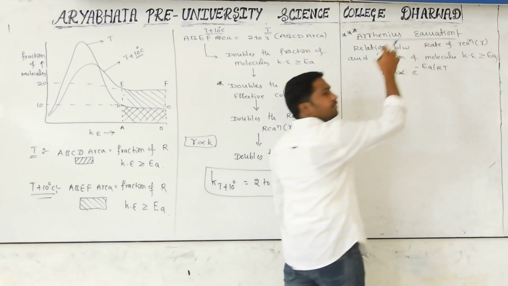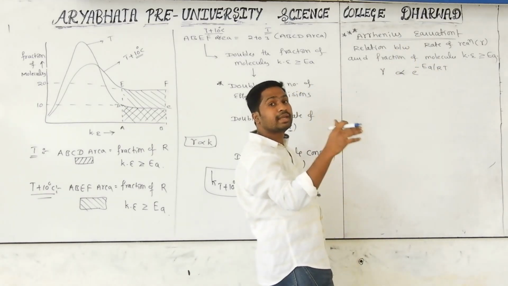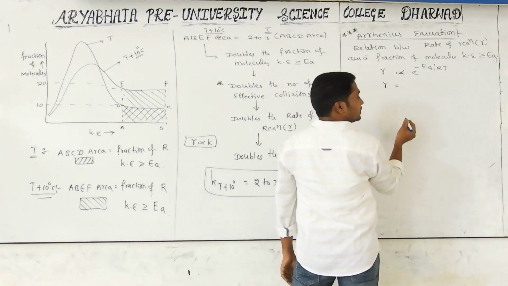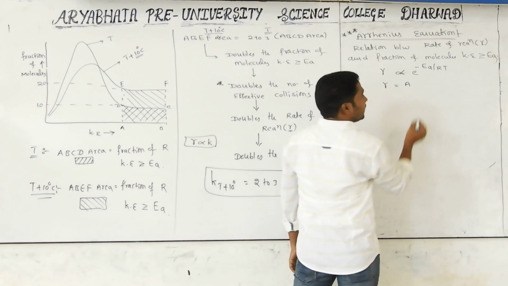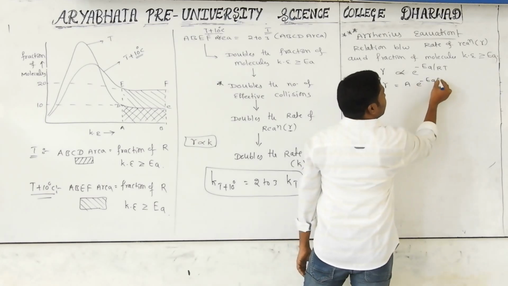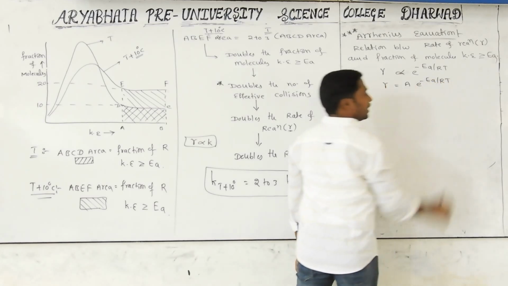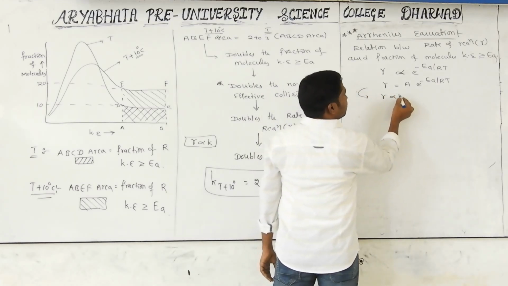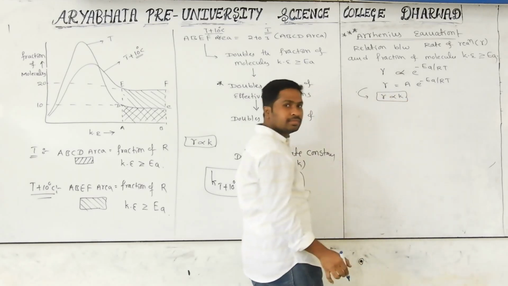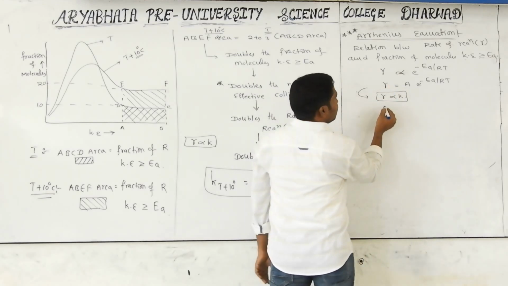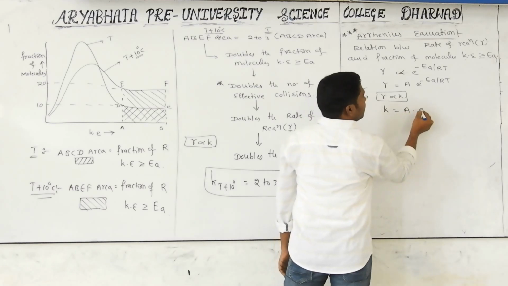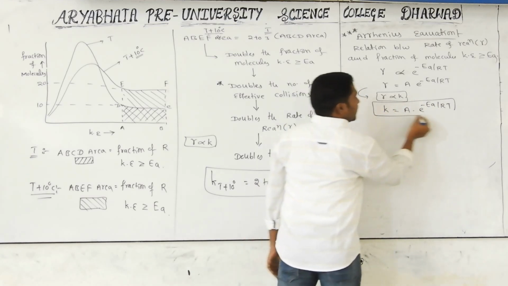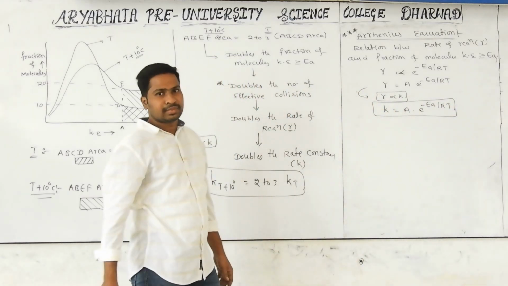This is what we are calling the fraction of molecules which have kinetic energy more than activation energy. Can we write it equal to A into e power minus Ea by RT? Yes, we have to multiply with one constant A. Later we know the rate R is directly proportional to K. From this, instead of R, can we write K? Yes, K is equal to A into e power minus Ea by RT. This is what we call the Arrhenius equation.